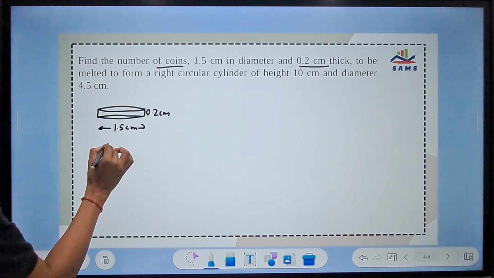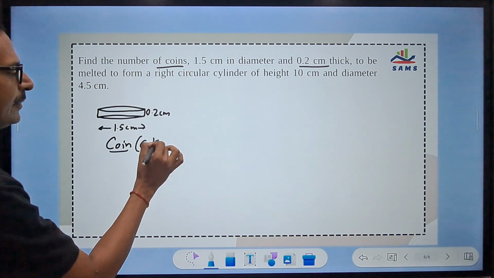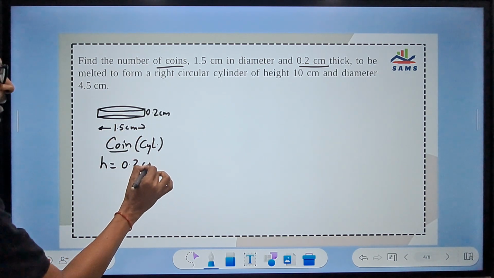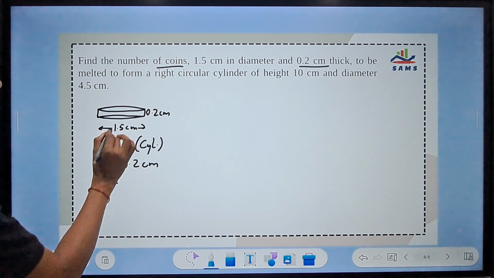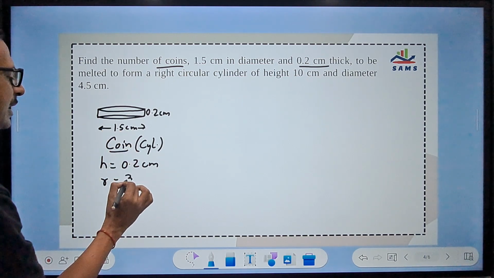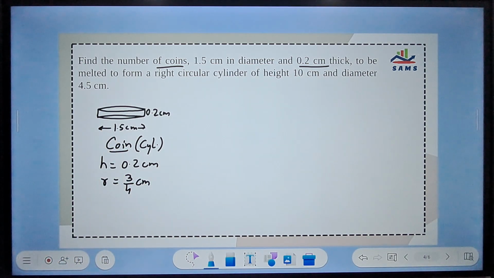So for the coins, they are cylinders, okay? The thickness is small h, which is 0.2 centimeter, and the diameter is 1.5, so the radius is half of 1.5. So 1.5 is 3 by 2, so 3 by 4. I have reduced it to half.